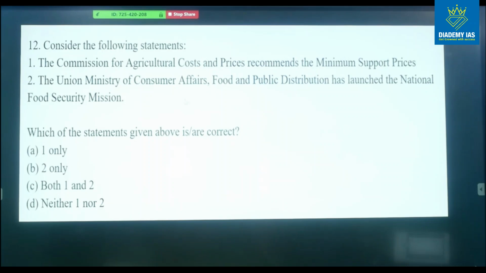So let us read the statements. Statement 1, Commission for Agricultural Costs and Prices, CACP, recommends MSP. Statement is right. Statement 2, Union Ministry of Consumer Affairs, Food and Public Distribution has launched National Food Security Mission. So this National Food Security Mission is basically different from National Food Security Act. This National Food Security Mission is to increase the food grain production, and this is actually given by the Ministry of Agriculture, right?